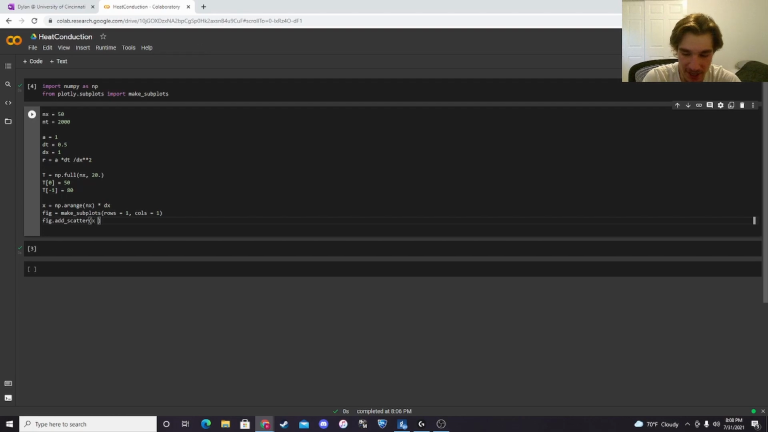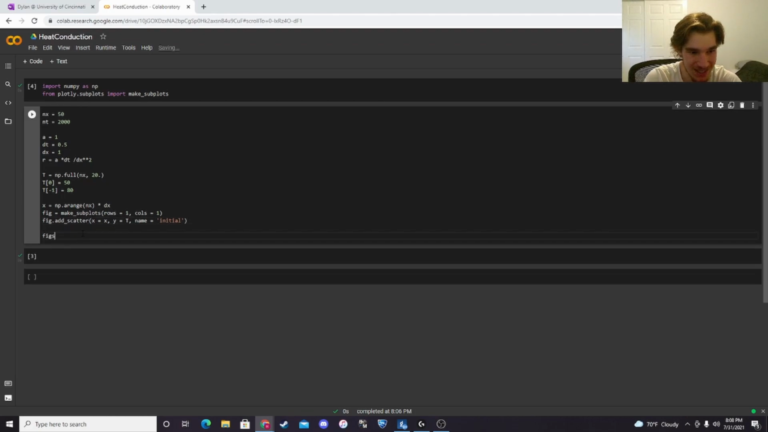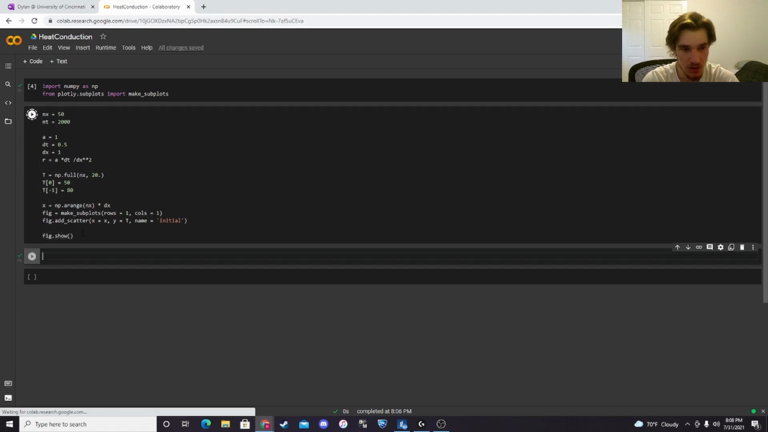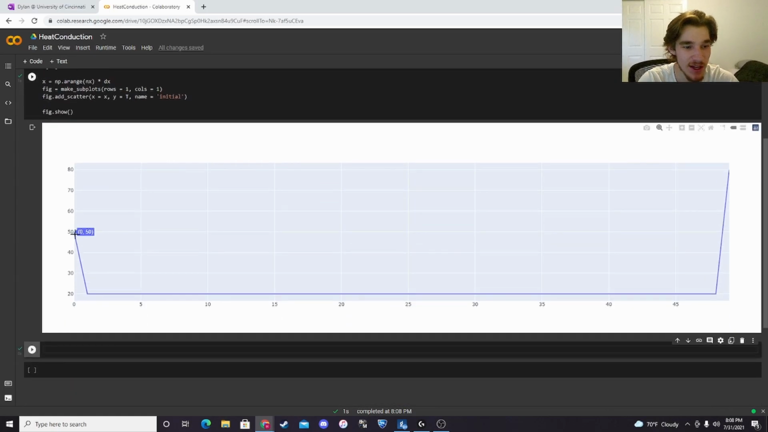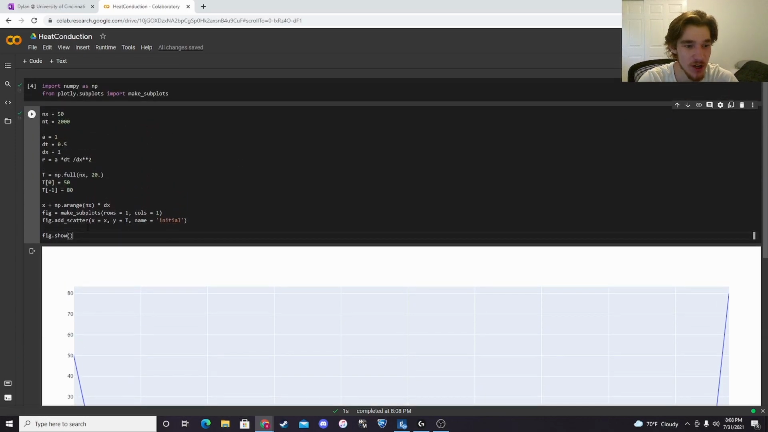So once we have that, we want x equal to x. We want our y equal to the temperature, and we want to name it, let's just go with initial for now, and let's do fig.show to see if everything works nicely, and it is working well so far. So we have our index of 0 to 50, our index of 49, which is the 50th element in the code, to be 80.